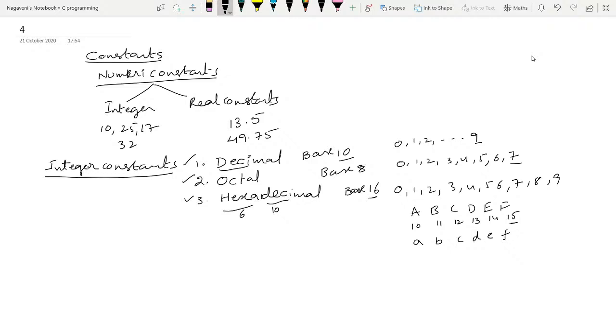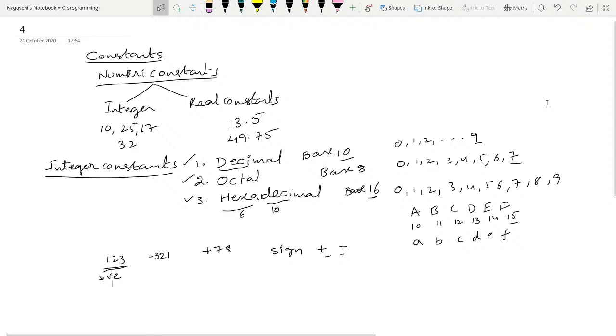Like 123, minus 327, or plus 78. Here we write some signs, either a positive sign or a negative sign. Sometimes we won't write any sign, but it indicates that it is positive. For negative, we definitely have to use the negative symbol. And while writing decimal numbers, we have to follow some rules.